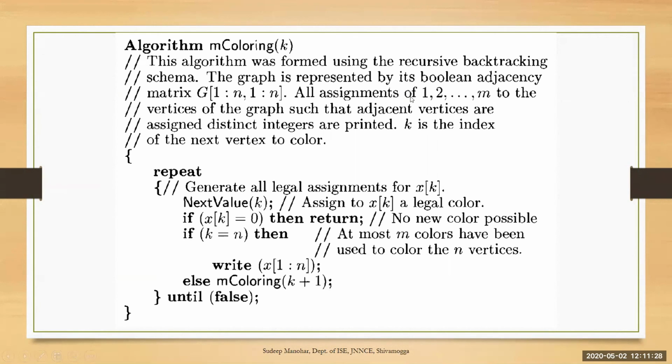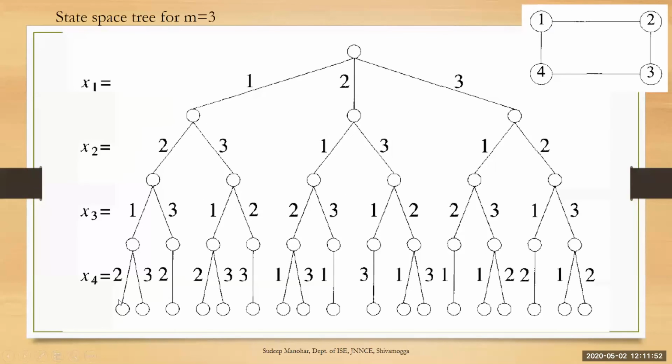All assignments of 1 to m to the vertices of the graph, such that adjacent vertices are assigned distinct integers, are printed. That means we are going to use the colors from 1 to m, and you are assigning the vertices with colors, and whatever colors are assigned, they are printed. As in the previous example, it is printed like this: 1, 2, 1, 2; 1, 2, 1, 3; 1, 2, 3, 2. So likewise, it is printed.